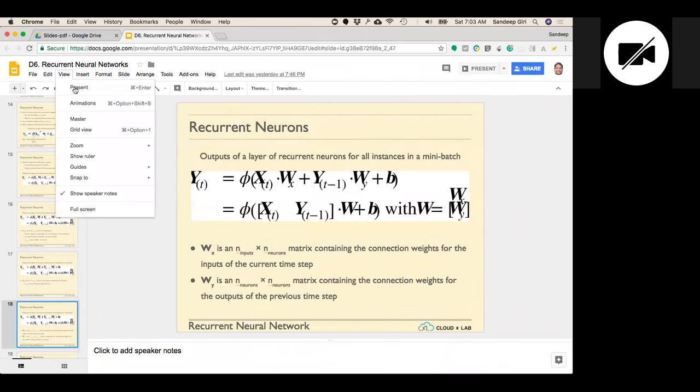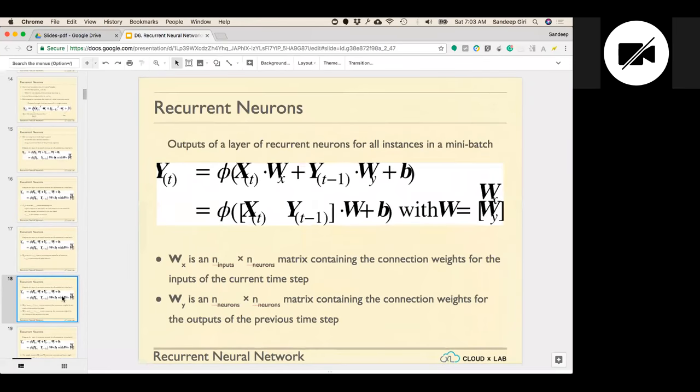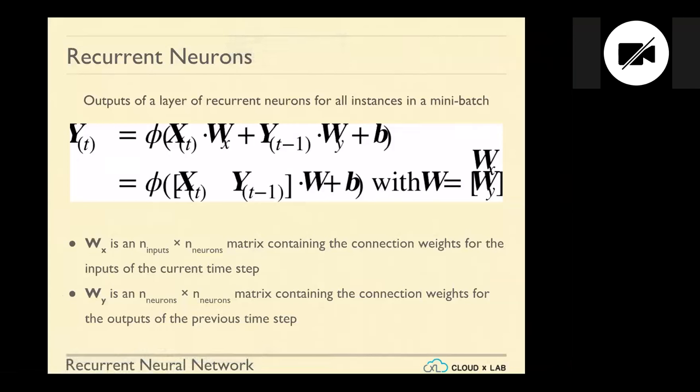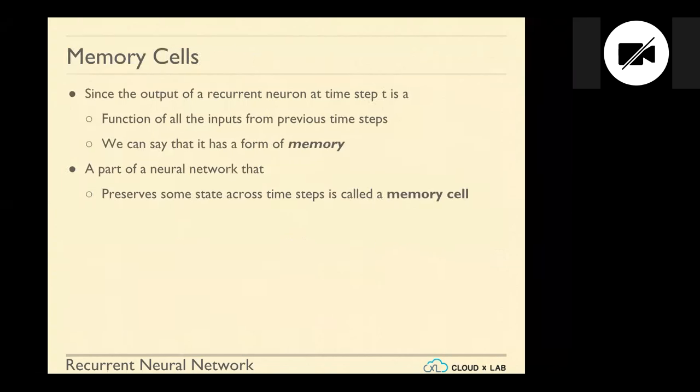Let me make it full screen quickly. All right. So what we learned till last time was the basics and foundations of recurrent neural network. Recurrent neural networks are very popular and are used very often when it comes to text processing and other predictions such as time series predictions.